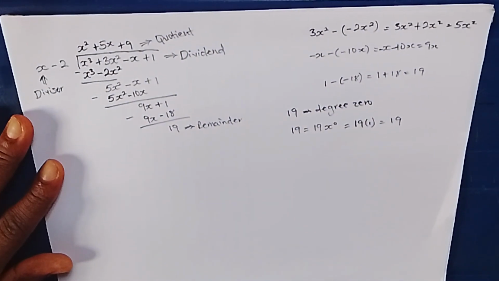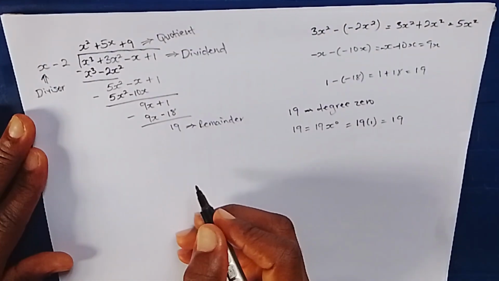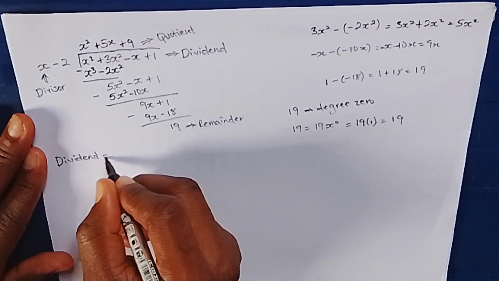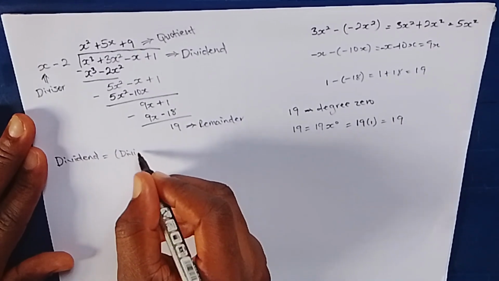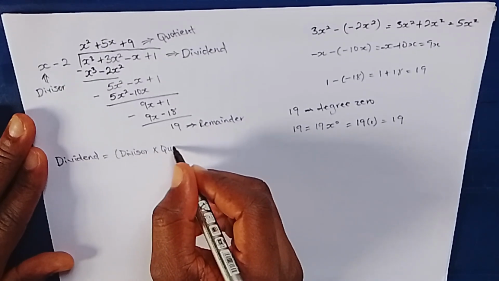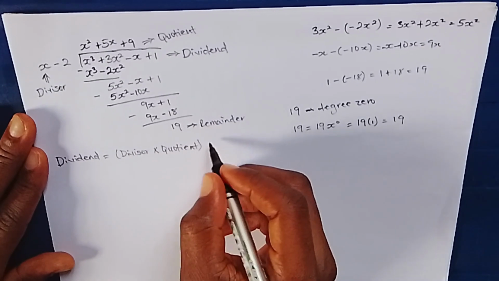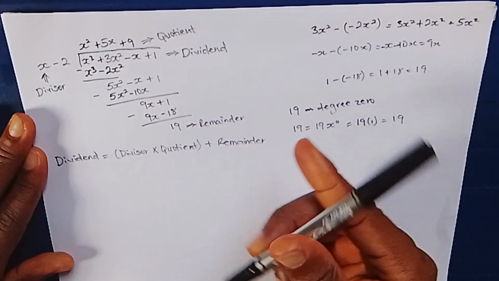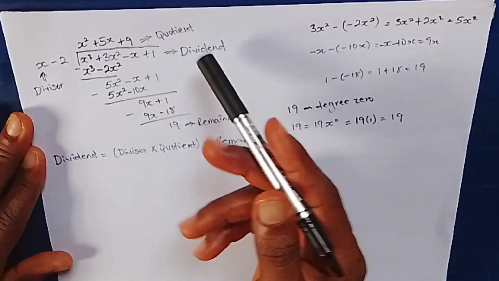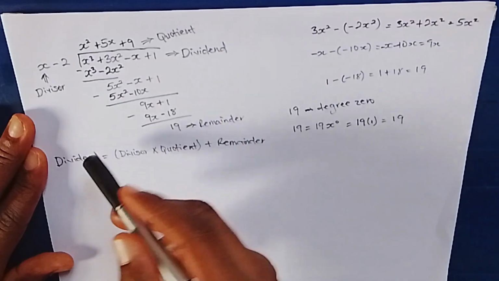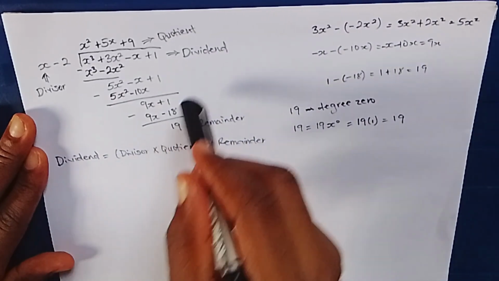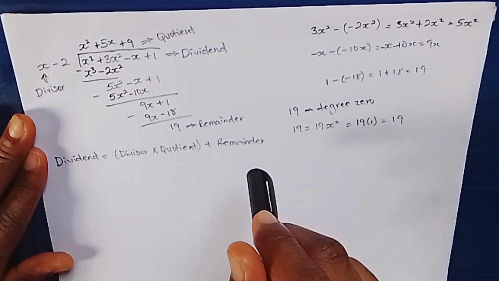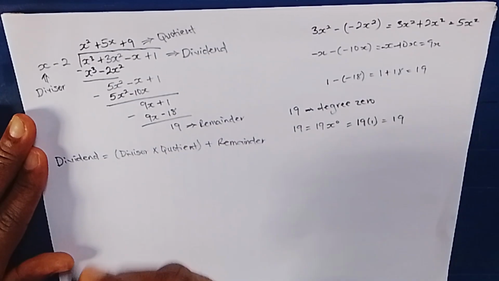Now, to prove that this answer is correct, there is a formula that your dividend, that is the original polynomial which you divided, is equal to the divisor times your quotient plus the remainder. This means that if we substitute every value we've come up with from dividing this dividend, it should take us back. We should have this dividend back. That is, we substitute our divisor here, we substitute our quotient here, and substitute our remainder here, we should return back to this answer. Let's try it and see.